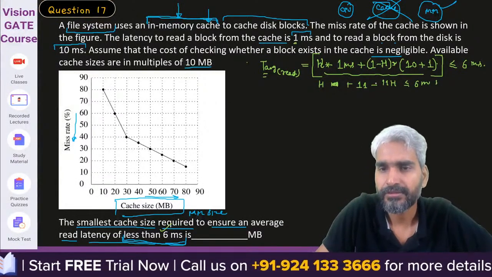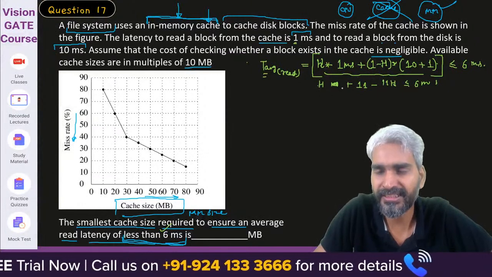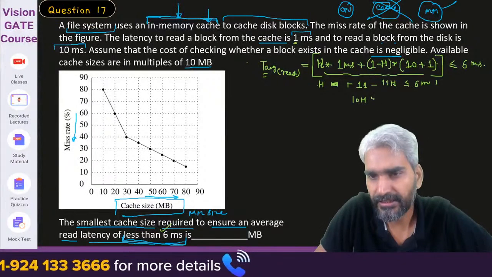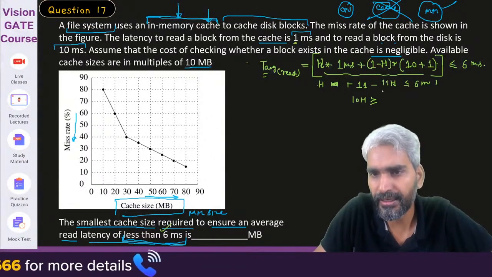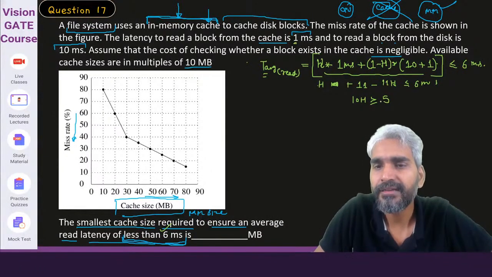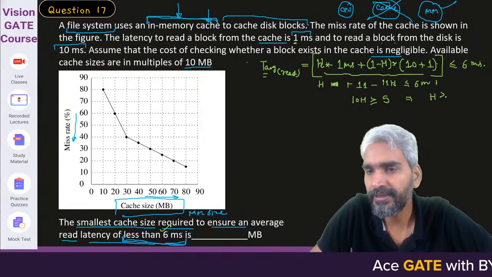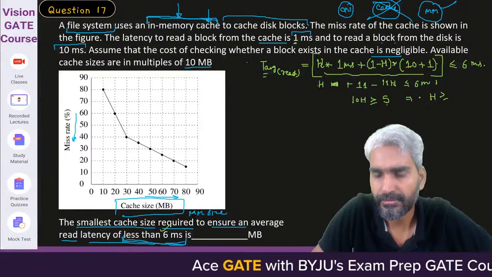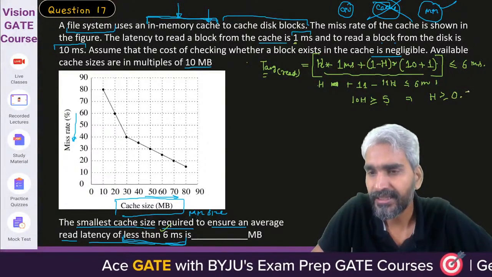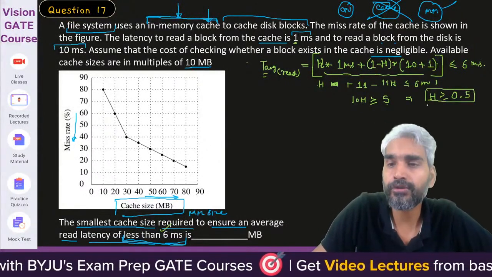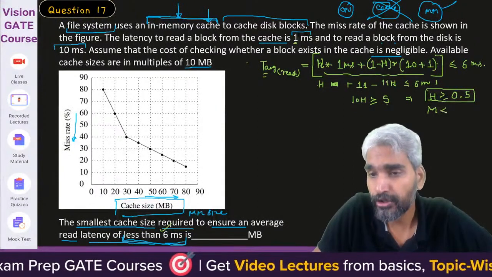Okay, sir. So minus 11H plus H will be 10H. So 10H should be greater than or equal to 5, since 11 minus 6 will be 5. It gives you that H should be greater than or equal to 0.5. That is, hit rate should be greater than or equal to 0.5, which means miss rate should be less than 0.5.